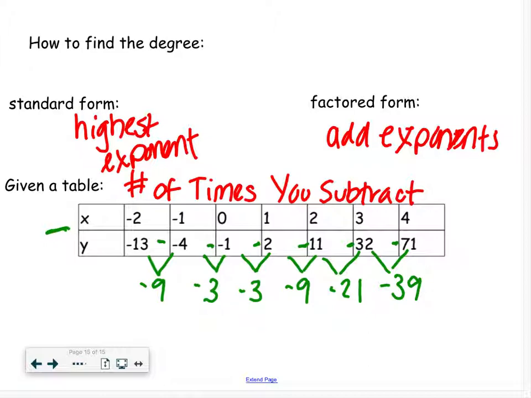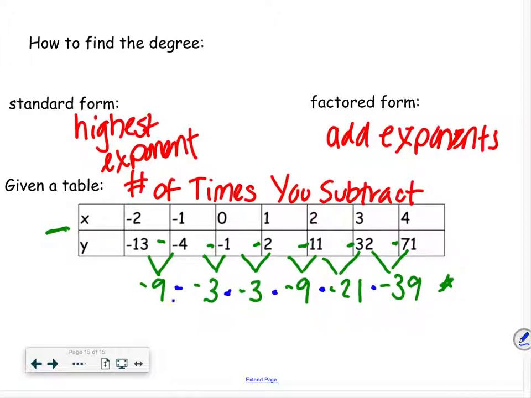Okay, what we're looking for is for this number right here to be the same. Is it? This green number. They're all different. Negative 9, negative 3, negative 3. Some of them repeat, but they're not all the same. They need to be all the same. They're not. That means we have to subtract again. So throw your subtraction sign in there if you want to, you don't have to.